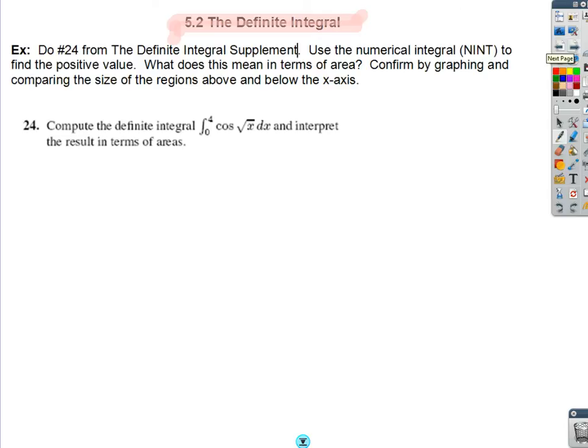This one here says do number 24 from the definite integral supplement. So again, this is the sheet that you got hopefully this morning. I'm looking at number 24, and it says use numerical NINT. This piece right here means calculator. Use the calculator to find the positive value. What does this mean in terms of area? Confirm it by graphing. So let's go ahead and take a look at our calculator. We're going to get our calculators out, and let's go get that.